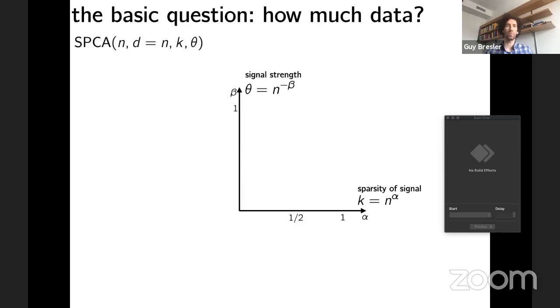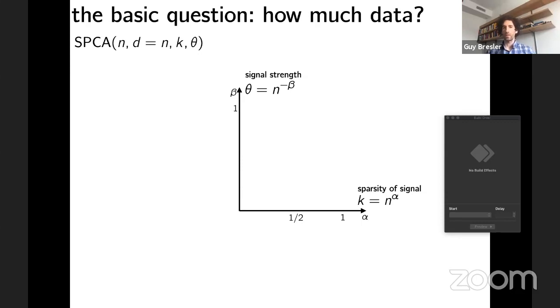It's just to illustrate. And so this problem does indeed have these parameters, and we're going to plot a sort of feasibility diagram where on the vertical axis here is theta, the signal strength, and it's going to be parameterized as n to the minus beta. So as we go up, the signal gets weaker. And on the horizontal axis, we have the sparsity k, the number of non-zeros in the planted signal.